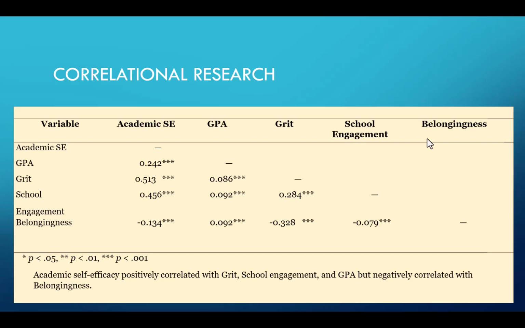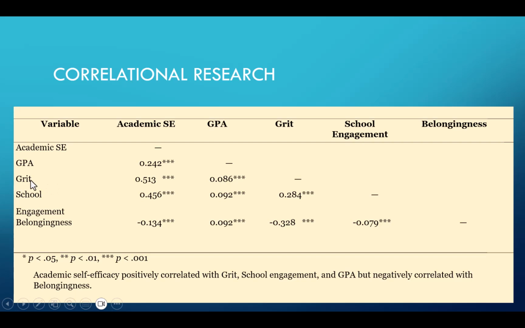They send out a survey, they have a whole bunch of questionnaires that students or people answer, and they're looking for the relationship between lots of variables. So here, this is academic self-efficacy, GPA, grit, school engagement, and belongingness. Here we're looking at the relationship between GPA and academic self-efficacy. We see this number is 0.242, so it's closer to 0 than it is to 1.